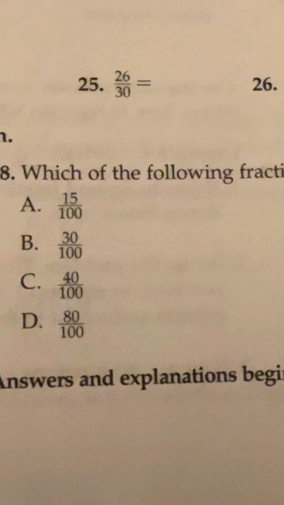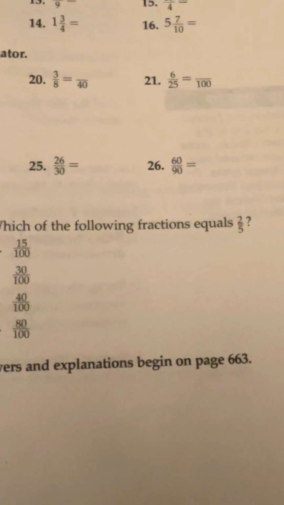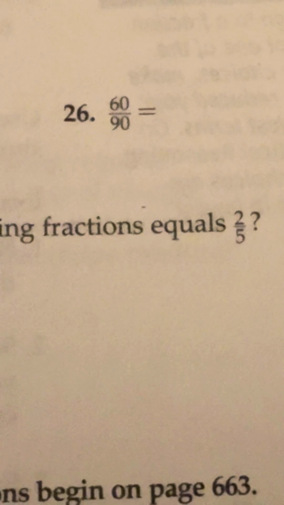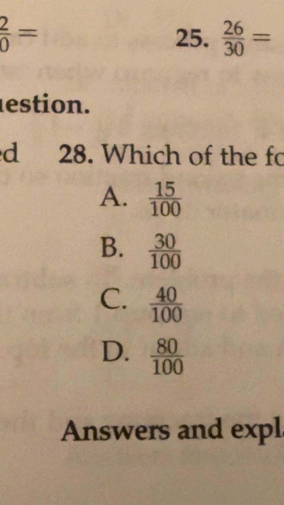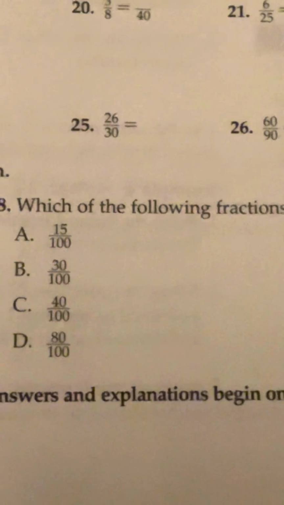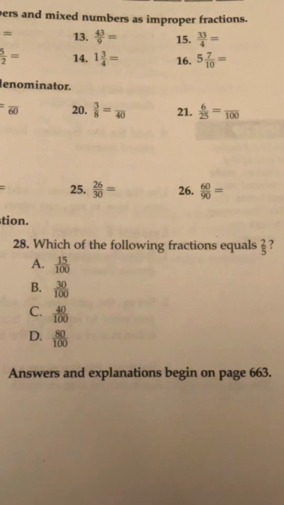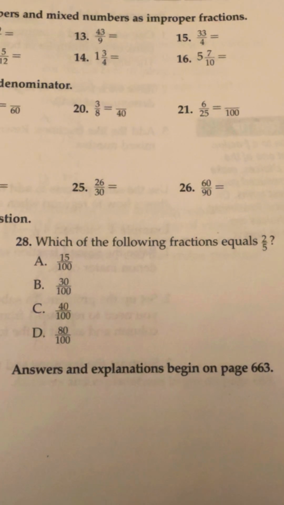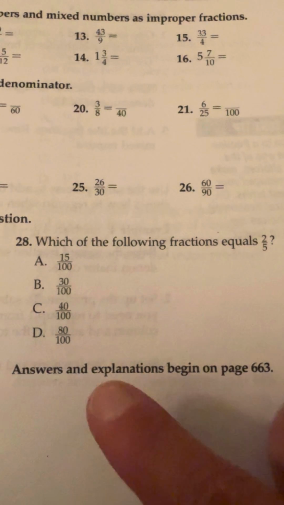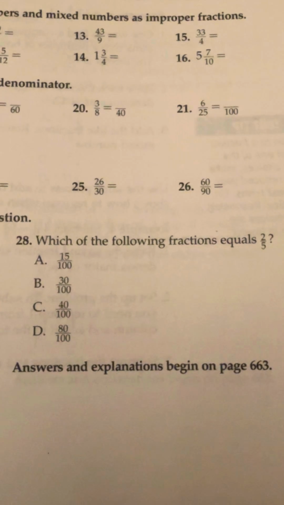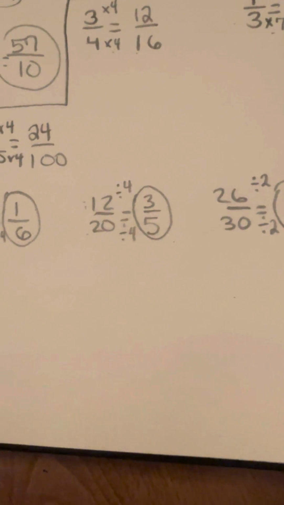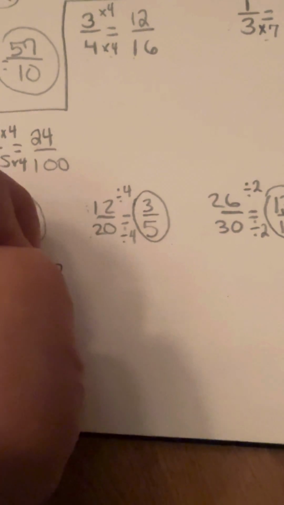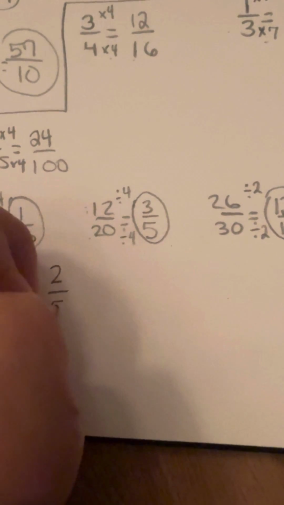So there we go. Now our next question, it says, which of the following fractions equals 2/5. So we have these options to choose from. So how do I want to work through this? So without having to go crazy, you notice that all of these have denominators of 100. So what I'm going to do is I'm going to write 2/5 here, and I'm going to do an equivalent fraction. So this is something that we did in one of the last videos.